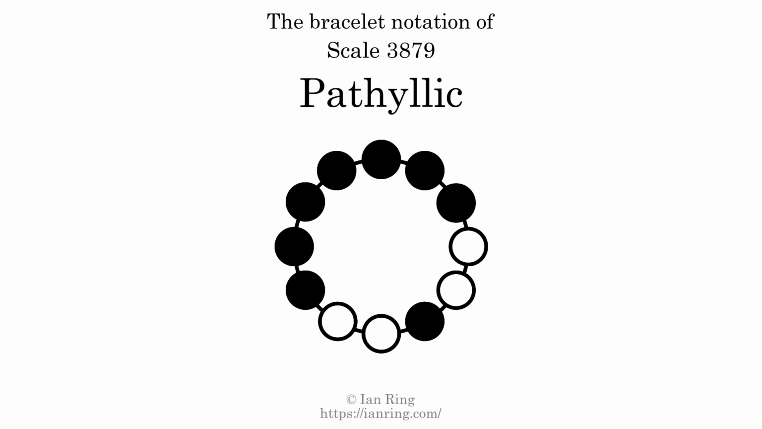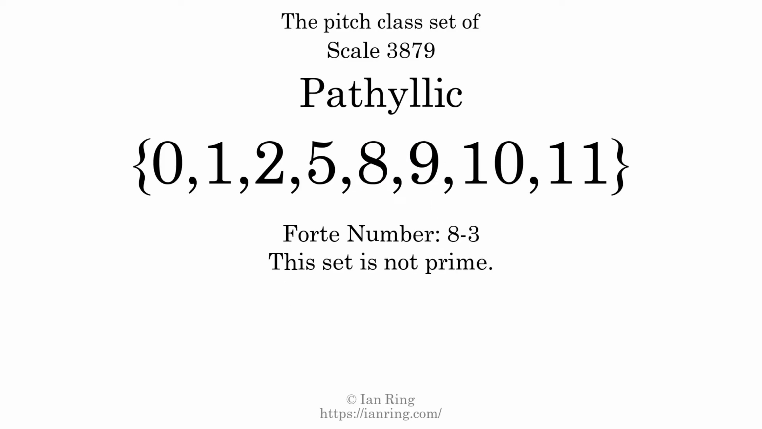This is a bracelet notation diagram of scale 3879. The shaded circles represent tones that appear in the scale, and they are read clockwise, starting at the top. The pitch class set for this scale is 0, 1, 2, 5, 8, 9, 10, 11. The forte class is 8-3. This set is not prime.